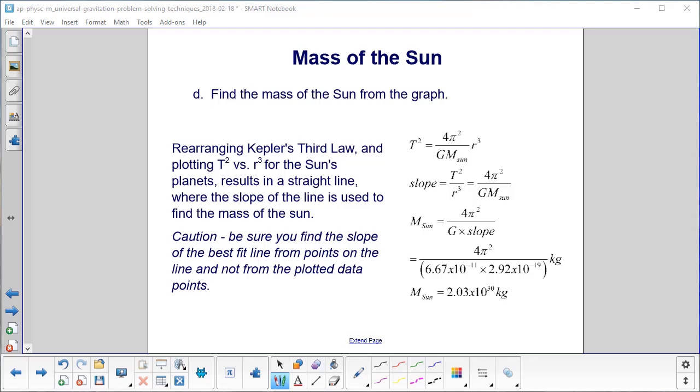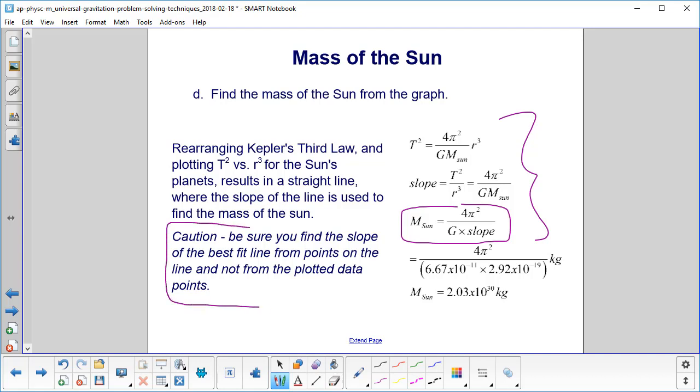Now find the mass of the Sun from the graph. Well, we showed this a few slides back, so make sure you show this calculation somewhere, probably here in part D, or you could have shown it in A. And if you show it in part A, just say here when you're answering D, please see answer to part A, so you don't have to duplicate all that. Now here's the key, right here. Be sure you find the slope of the best fit line from points on the line and not from the plotted data points.